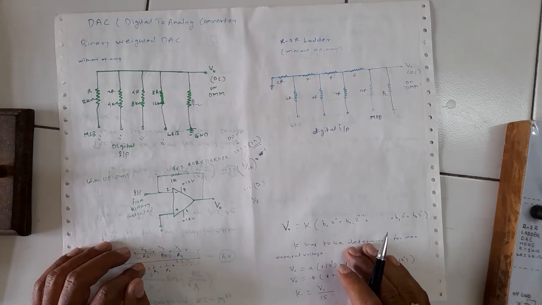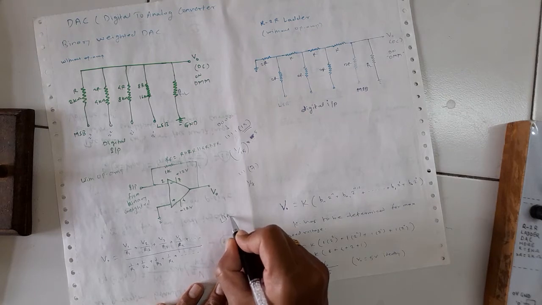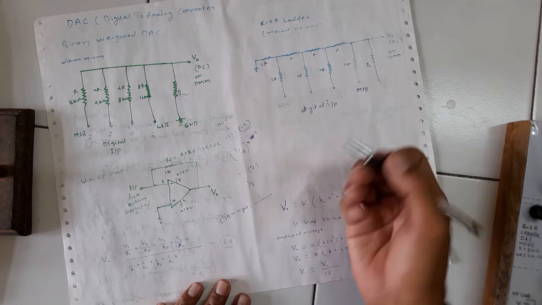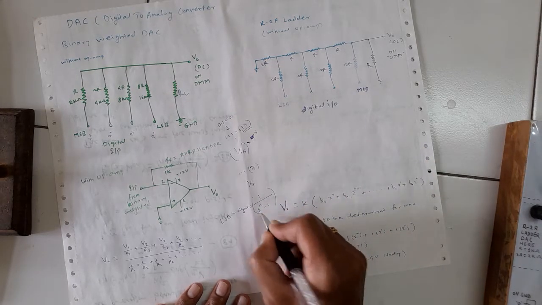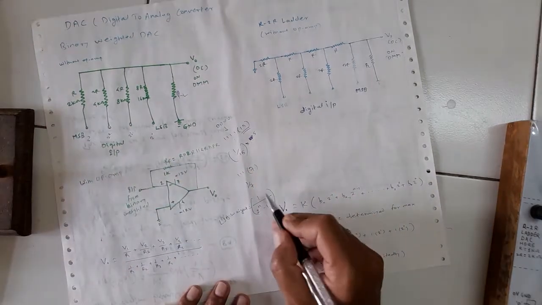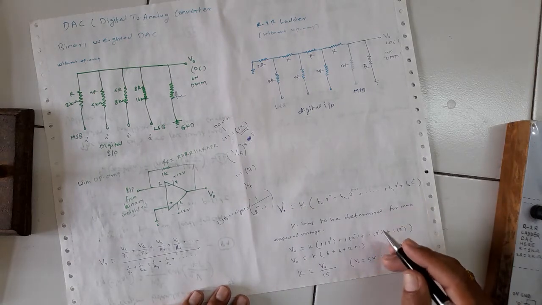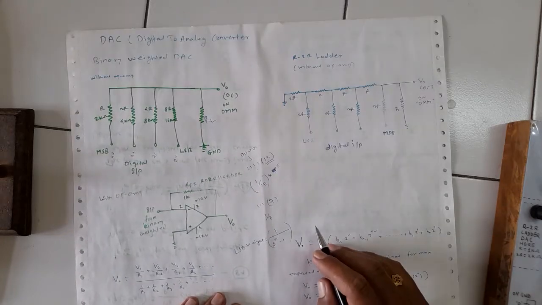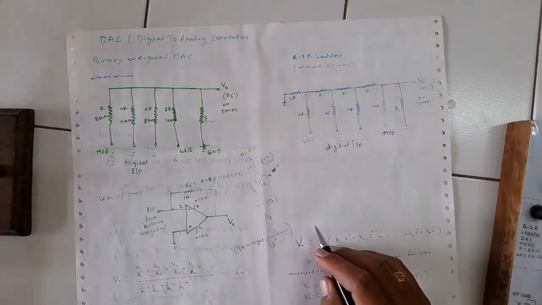So how much is the weight of that LSB? The LSB weight is how much? If n bit digit is there, then 2 raised to n minus 1 is the LSB weight, and the MSB will be multiplied by the weight of its position. So now let's try to understand how the output is measured over here.